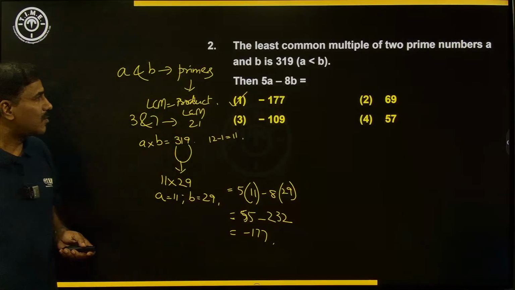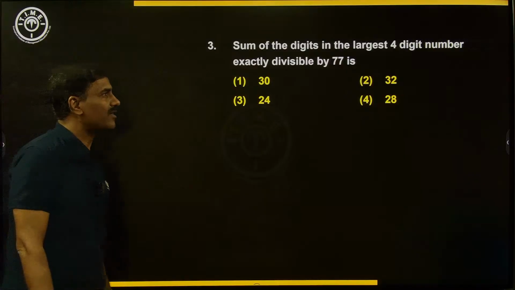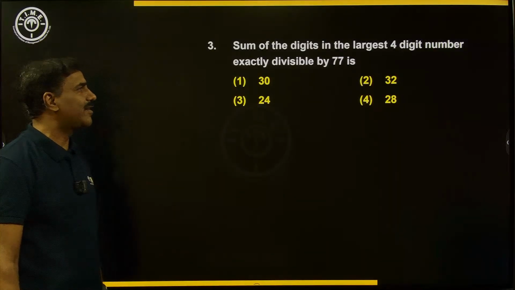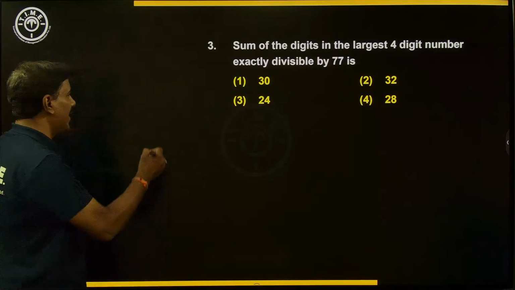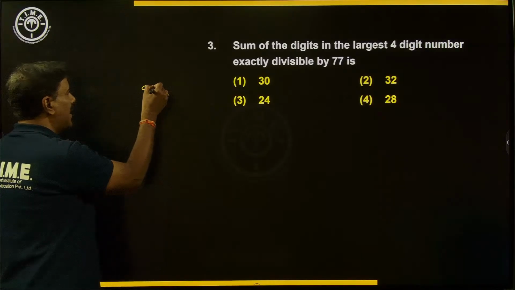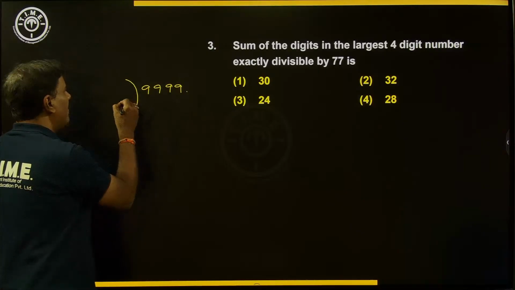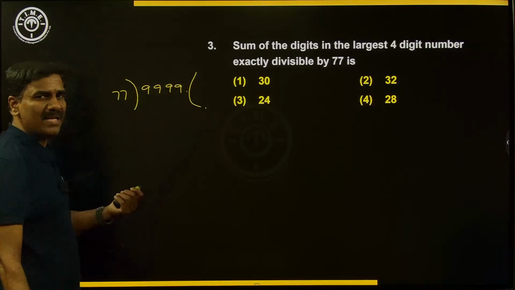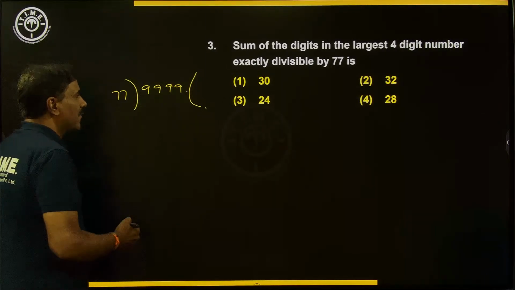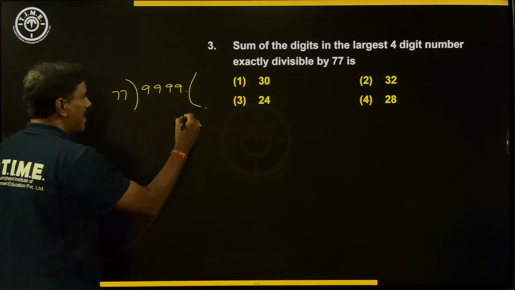Okay. Let's look at the next question. Sum of the digits of the largest 4-digit number exactly divisible by 77 is. So if you are observing carefully, the largest 4-digit number is nothing but 9,999. If it is divided by 77, we get some remainder. Sometimes it may be exactly divisible also, right? So if you are having a remainder, subtract the remainder to get the multiple of 77.